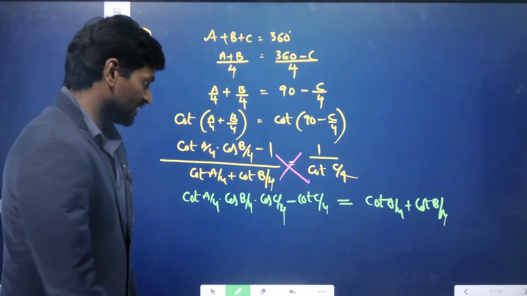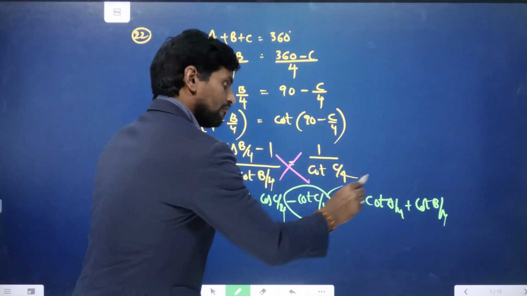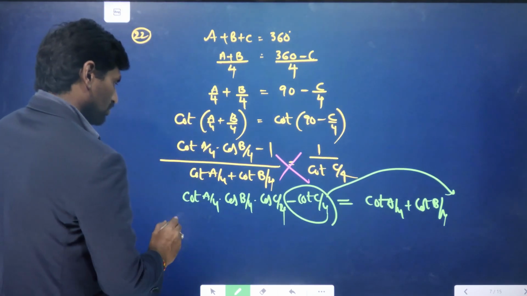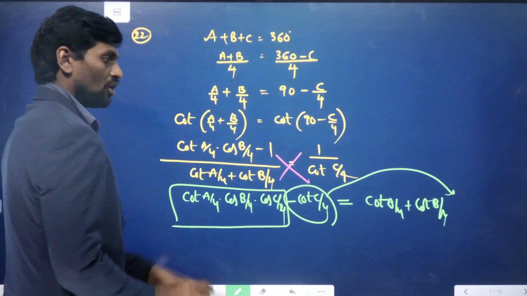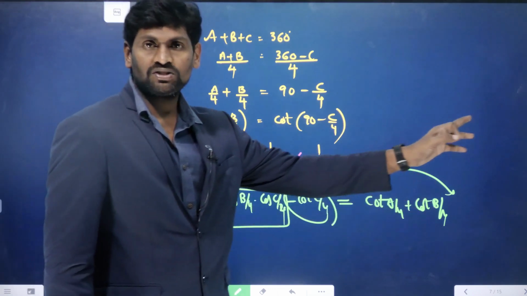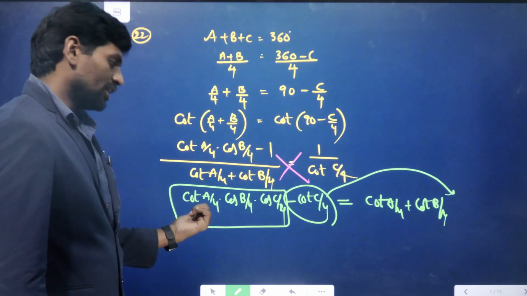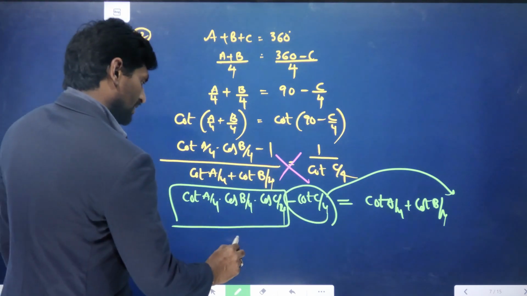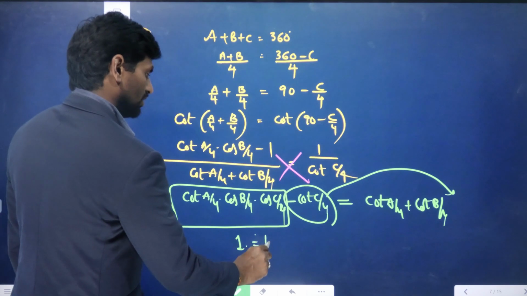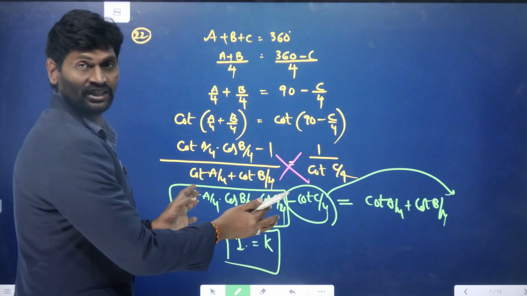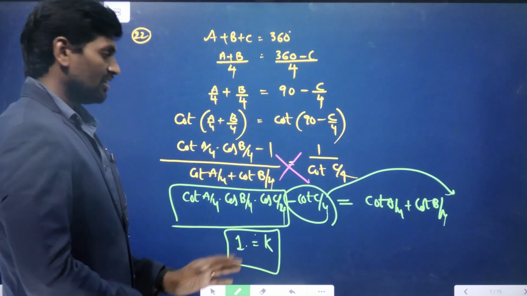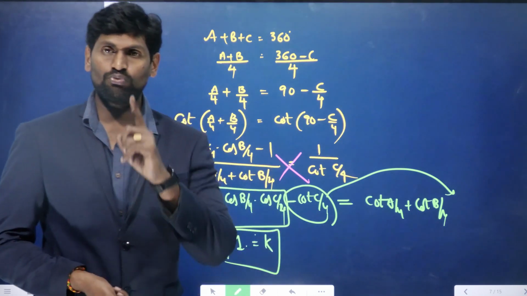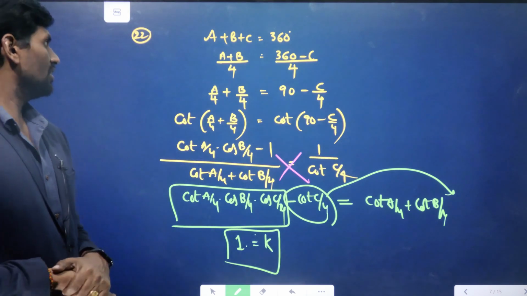Now I am transposing minus cot C by 4 to this side becomes plus cot C by 4. So that is nothing but cot A by 4 plus cot B by 4 plus cot C by 4 equals to cot A by 4 into cot B by 4 into cot C by 4. That means k value is 1, because it should be written as k into something is given. We did not get any extra term, so that's why k value considering as 1. That is our answer. Next problem.